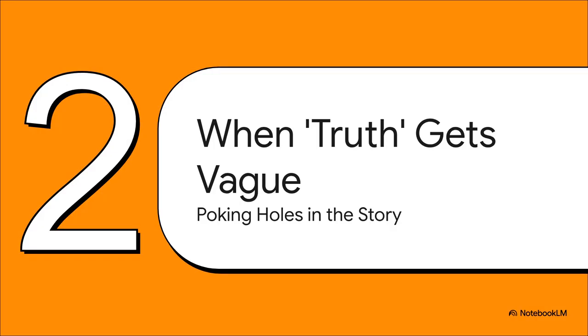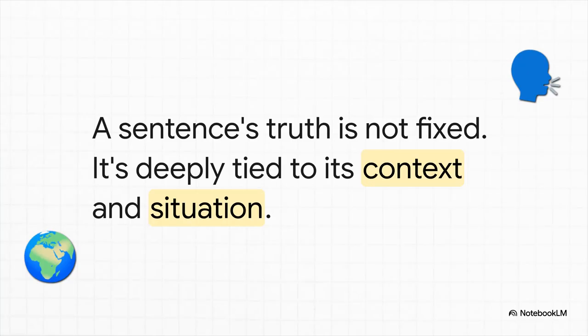It's time to start poking some holes in that simple story and see where the messiness of real, everyday language comes pouring in. And here's the first big problem. Context. It turns out, the truth of what we say isn't some fixed property of the words themselves. Nope. It's totally, completely tied to the situation we're in when we say them.